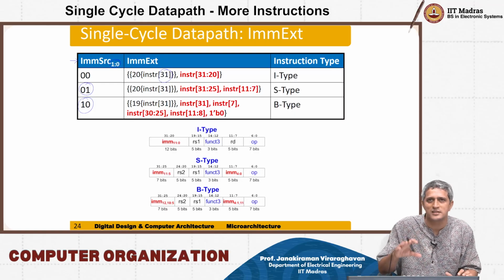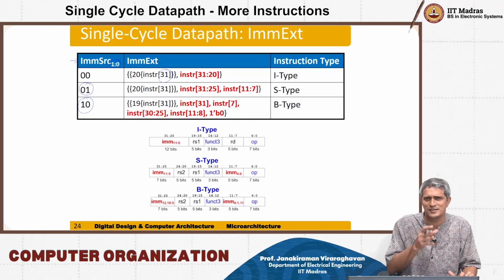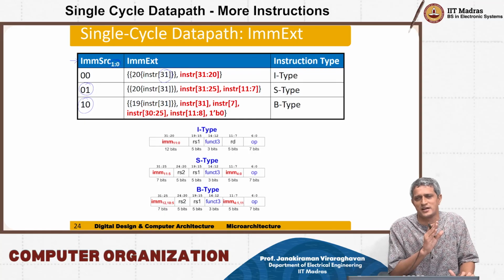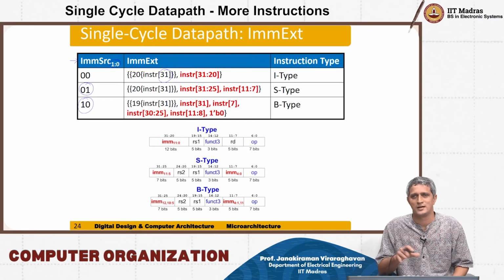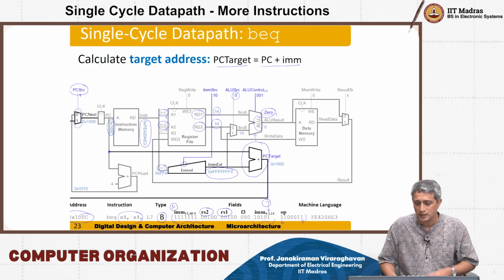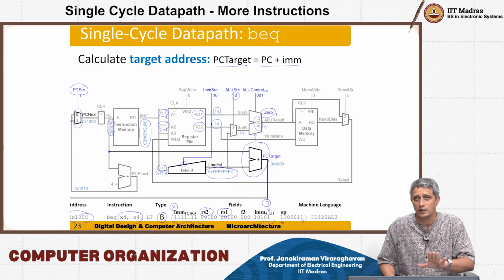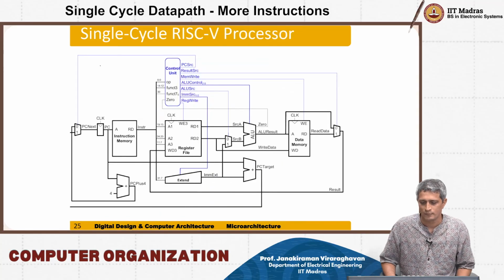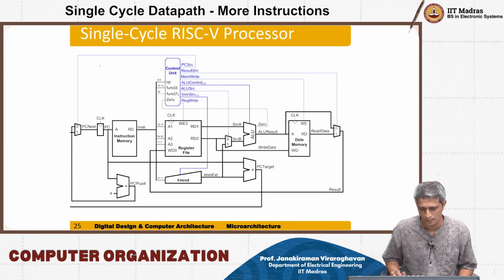So inside this extender is basically just a bunch of multiplexers and sign extenders that are used to implement this whole thing. So what is IMM SRC? It's basically a control signal that we have not yet shown you how to get. That needs to be done as yet at this point.